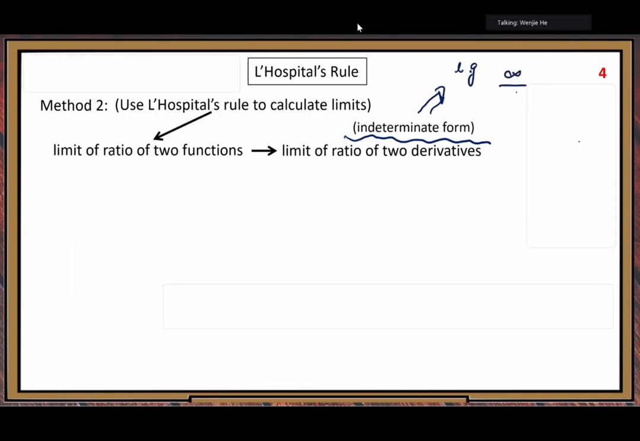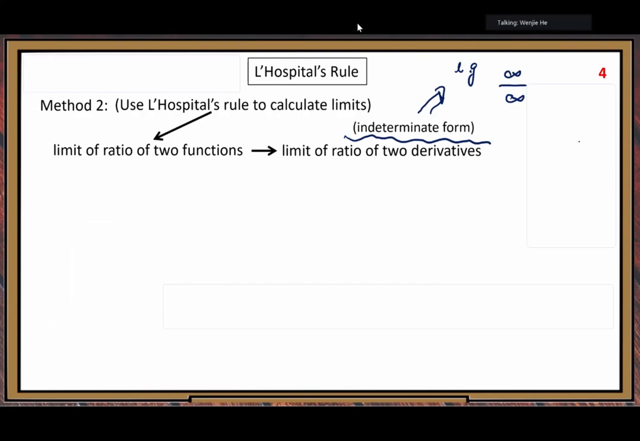Infinity over infinity form. When n goes to infinity, the numerator function goes to infinity. The denominator also goes to infinity. So we use this form. We represent it as infinity over infinity, and we call it indeterminate form.